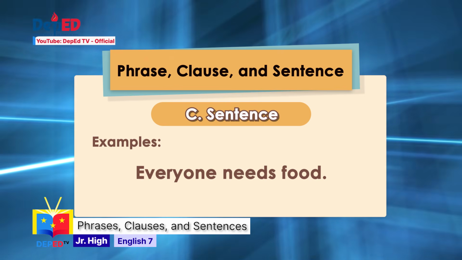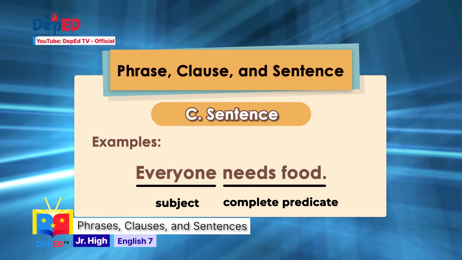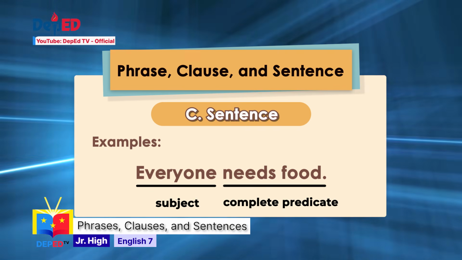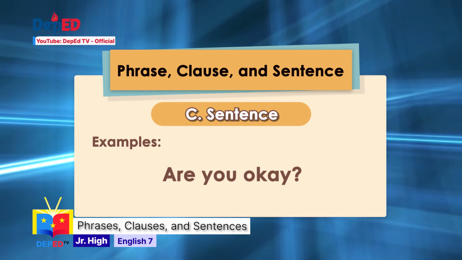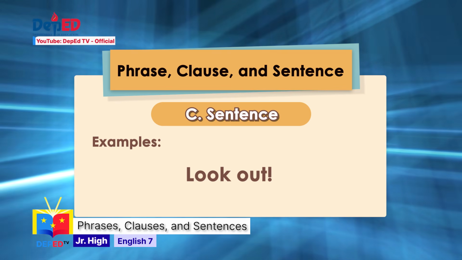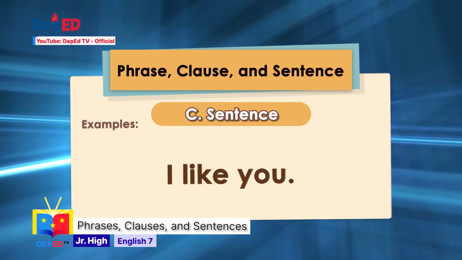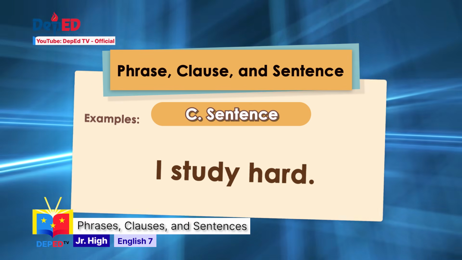Examples: everyone needs food. Everyone is a subject. Needs food is a complete predicate. Are you okay? A question expresses a complete thought. Look out! An order or command also expresses a complete thought. Here are other samples of sentences. I like you. I study hard.